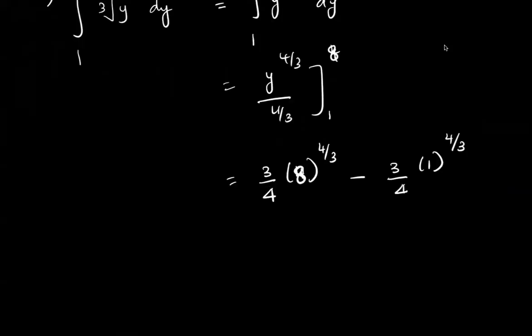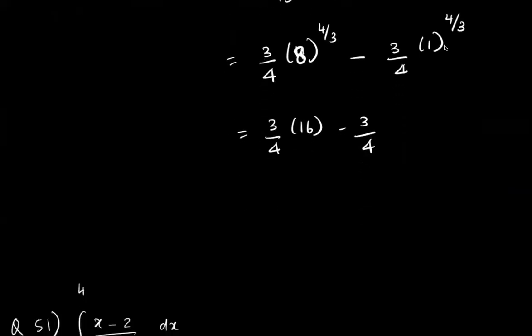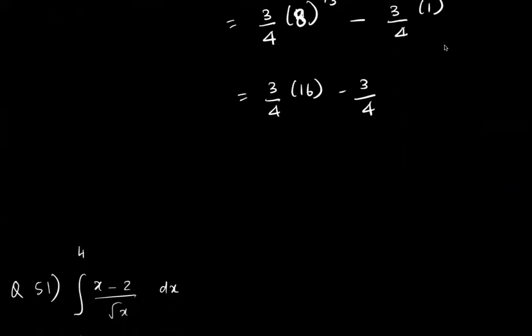Okay, so then the cube root of 8 is 2. 2 to the power of 4 is 16. So I have 3/4 times 16 minus 3/4. So this is going to be 4.